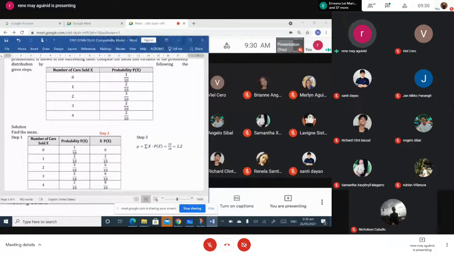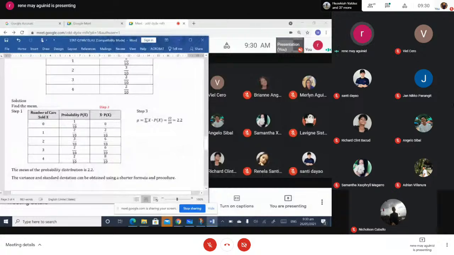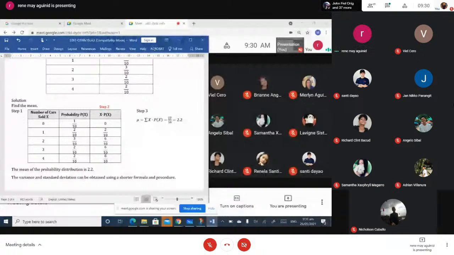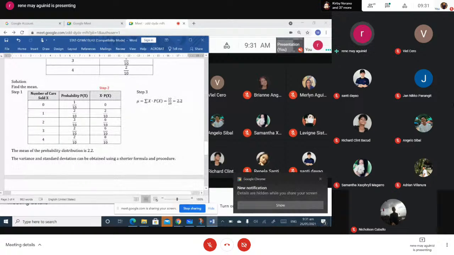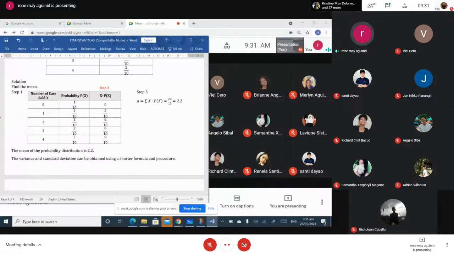So simply multiply, and that will give you 0. 1 times 2/10 is 2/10, 2 times 3/10 is 6/10, 3 times 2/10 is 6/10, up to 4 times 2/10 is 8/10. Adding these together, 22 divided by 10, you have your mean, that is 2.2.